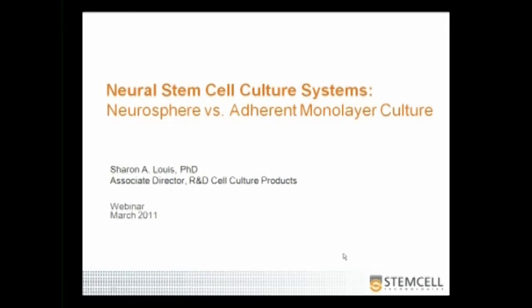Welcome to our webinar on neural stem cell culture systems. In this webinar, I will describe and compare the Neurosphere and Adherent Monolayer culture systems for the study of neural stem cells from the mammalian central nervous system. In doing so, I hope to provide you with information that will make your decision about which culture system to use easier. I also encourage you to compare the two culture systems in your laboratory and determine which system works best for the experimental questions you are looking to address.